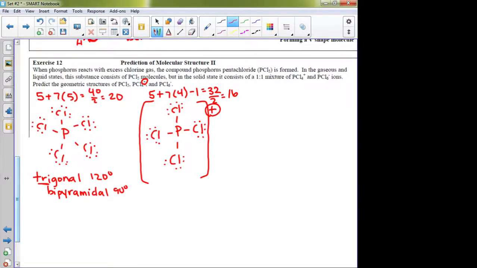And what is the shape of this going to be? Tetrahedral. Which means all of my bond angles are at what? All at 109.5 degrees.